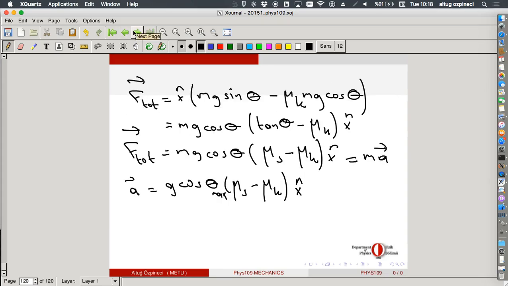Okay, now does this equation make sense? Let's start with this one.